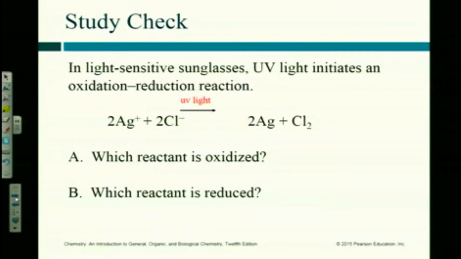Doesn't have a charge, so that means it's zero. So it goes from being plus to being zero, so it is being reduced. It had to gain an electron. To go from +1 to 0, it has to get a negative something, right? So if the silver is being reduced, the chlorine must be oxidized. Okay?